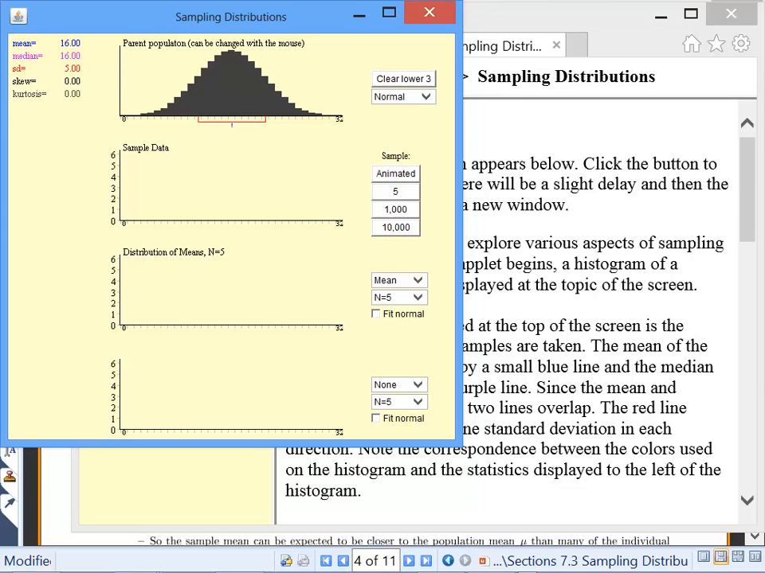So to familiarize you with this applet, you have your parent population. This is the original values, individual values. Notice that the default is starting us with a nice normal distribution. For my original distribution, I have a mean of 16. Also, the median is 16 because it is symmetric. And my standard deviation is 5. So that is my original parent population.